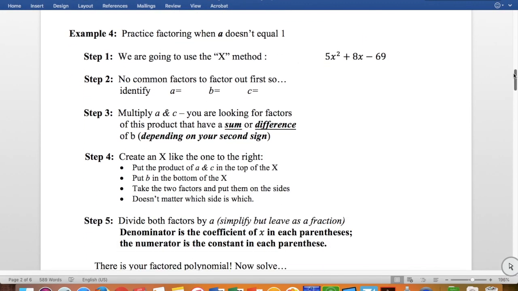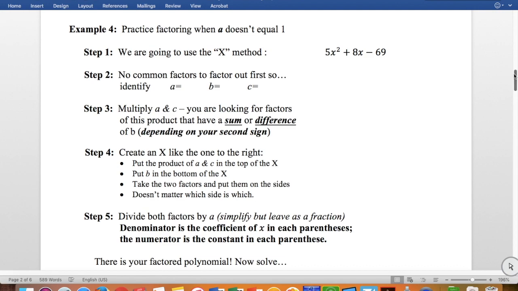Last example for this video. This is where we're going to do the x method in a little bit more detail. I believe this is a lot. Maybe we have one more example in this video, I'm not sure. Practice factoring when a doesn't equal 1. So we're going to use the x method. I don't have any common factors. 5, 8, and 69 don't have anything in common that I can factor out.